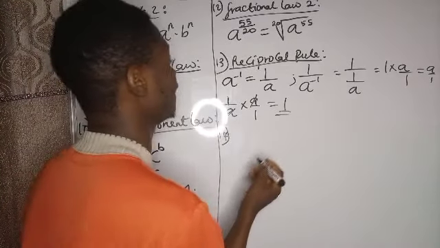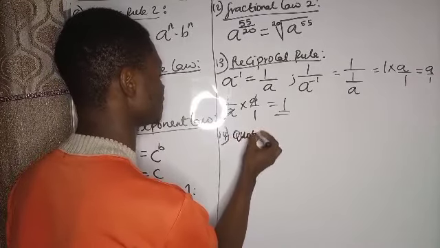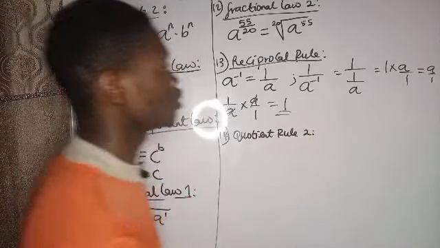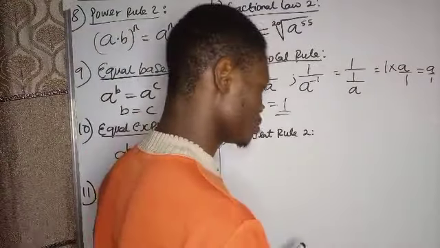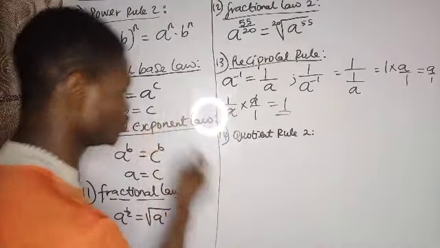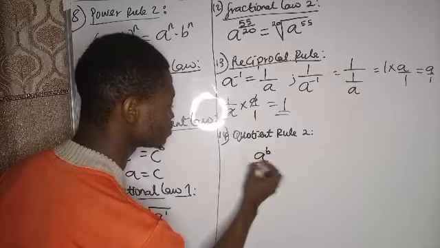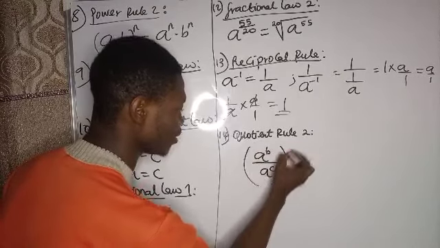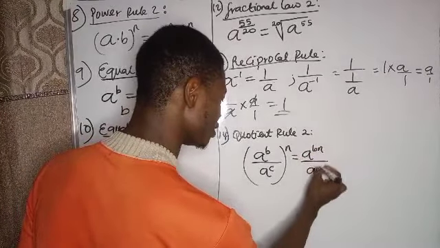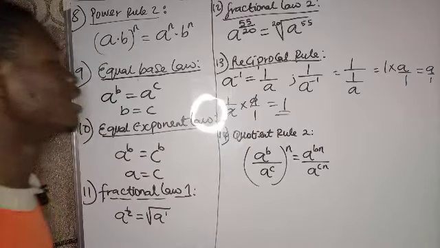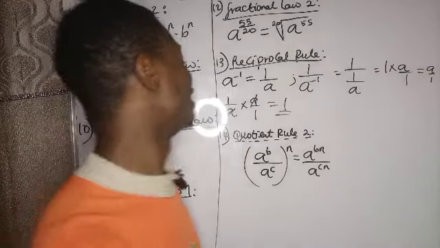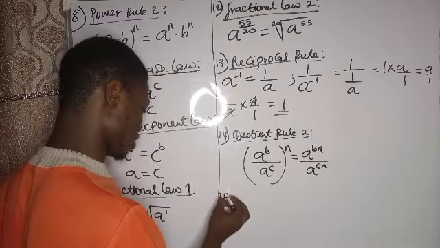So number 14, quotient rule 2. Is it quotient rule 2? It is somehow quotient rule and power rule combined together. Just see the rule. If you have a raised to the power of b all over a raised to the power of c, all raised to the power of n, this thing is a raised to the power of bn all over a raised to the power of cn. So the quotient rule 2 is combined with power rule.